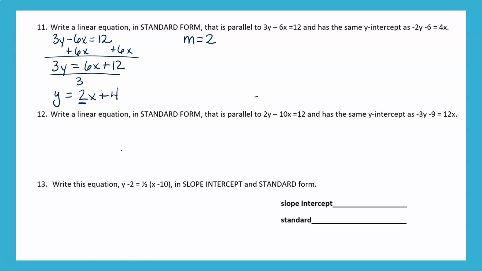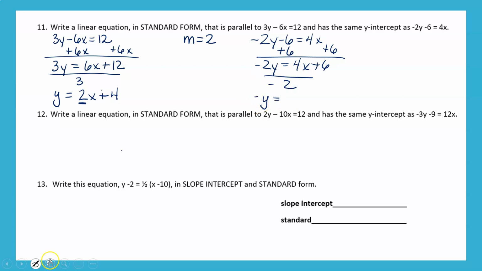Okay, now let's rearrange this one so we can get our y-intercept. So I have negative 2y minus 6 equals 4x. I'm going to bring that 6 over to the other side, shooting for that slope-intercept form. Now I'm going to divide everything by negative 2, so I have y equals negative 2x minus 3. So my new y-intercept is negative 3.